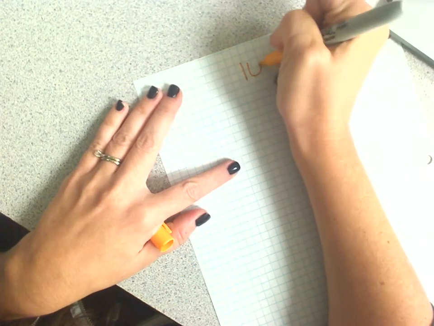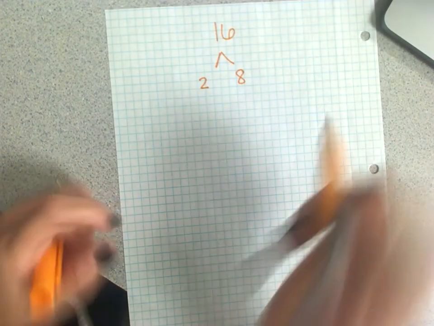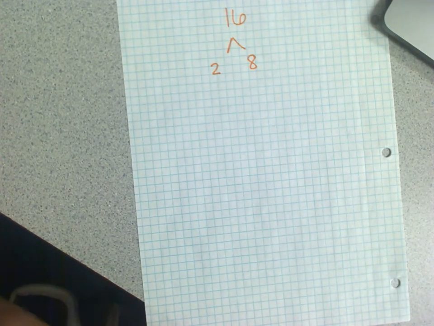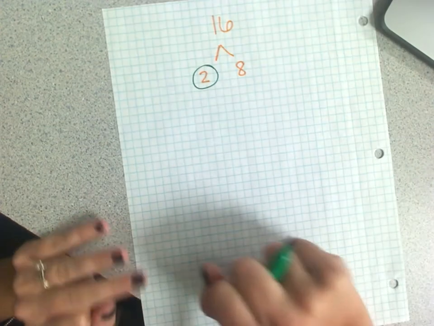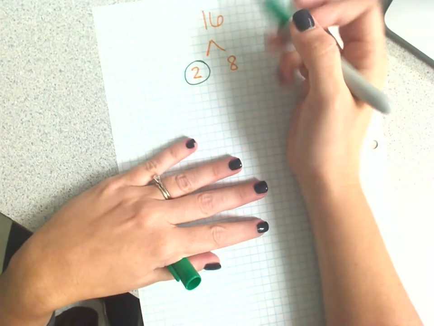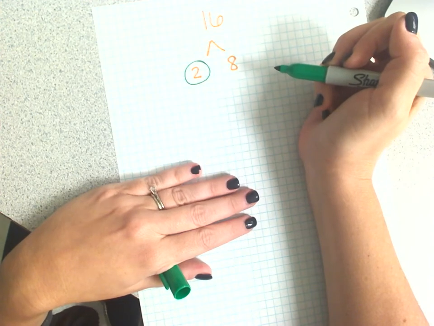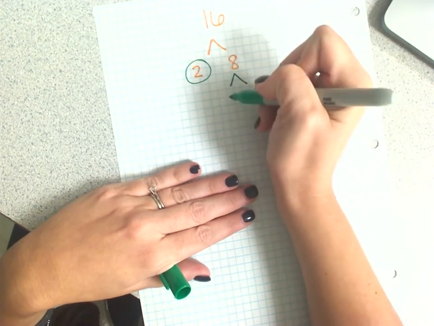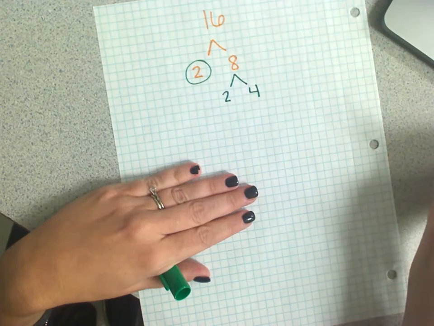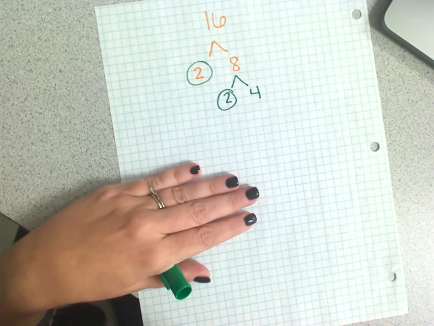Let's try that again. We don't want to say 1 times 16. Let's say 2 and 8. Can anything times anything equal 2 besides 1 times 2? No. So that's prime. Let's circle it. We're already done with that. We're not going to branch that out anymore. How about this side of the tree? Can that have more branches? 8. What times what equals 8 besides 1 times 8? I know. 2 and 4. Okay, we already decided 2 is prime, so let's circle it. That branch is not going to have any more branches.